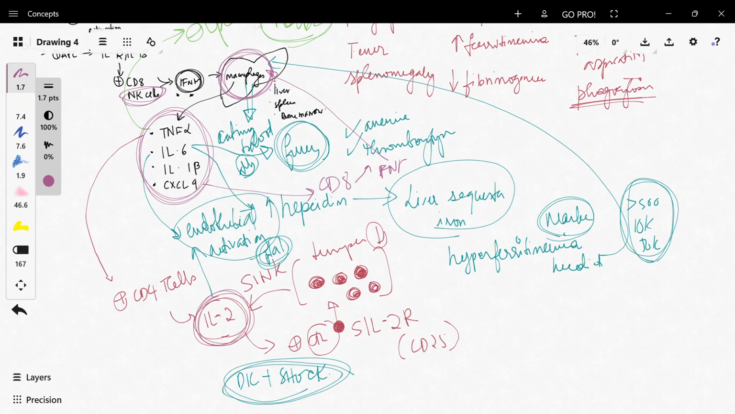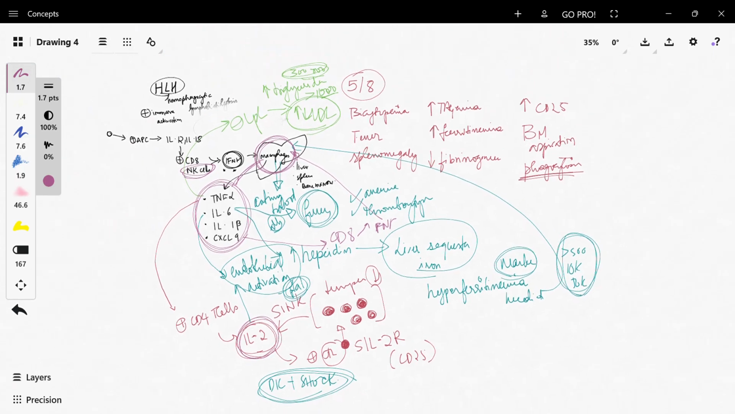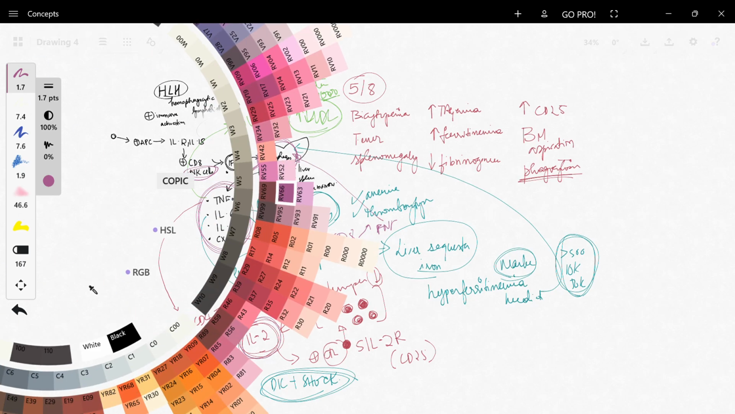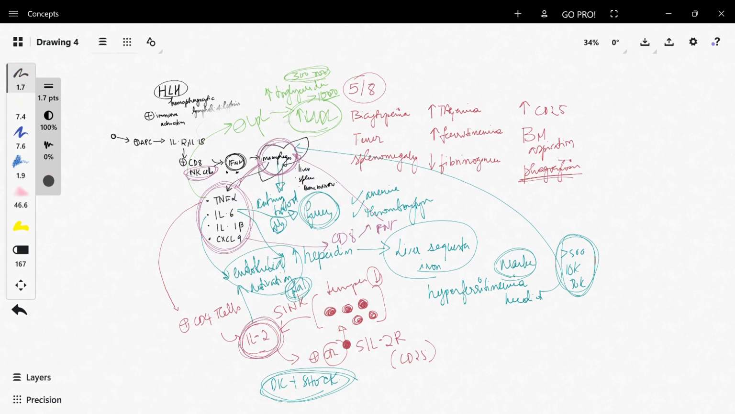Like NK cells, which are supposed to take out macrophages that are malfunctioning, are not doing that job anymore, and then your immune system is just going haywire and going on producing cytokines and causing the cytokine storm, which causes end organ damage. And that's pretty much the gist of the way that things go in HLH, and that's an important thing to remember.